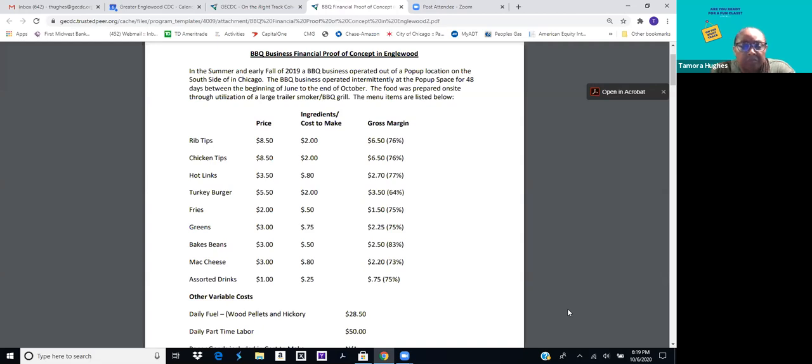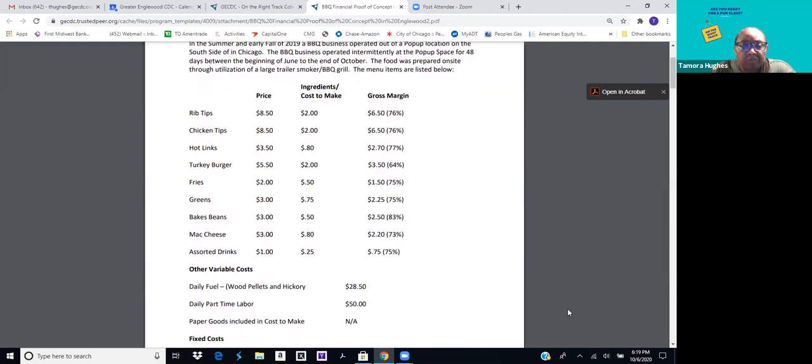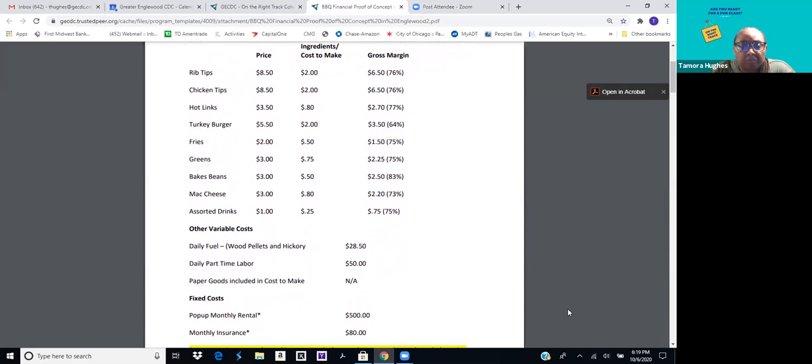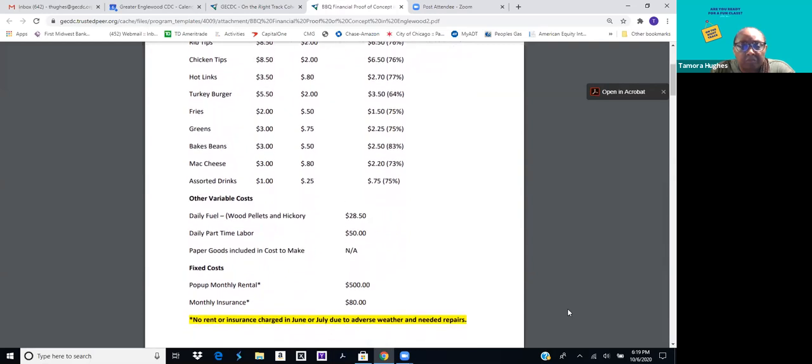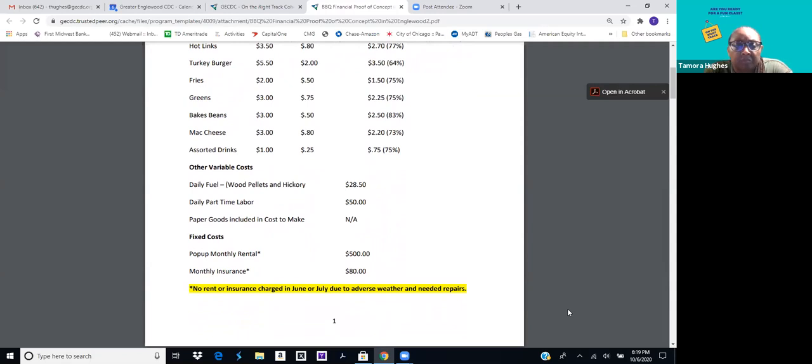And then we look at what other expenses the chef had at this pop-up, and it really wasn't very much, okay? Because she had a big trailer that was a smoker barbecue grill, okay? And so she would pull that up to the pop-up every day. And in fact, she had the coals and everything else related to that big trailer smoking by the time she got to the pop-up. So she was ready to go as soon as she got there.